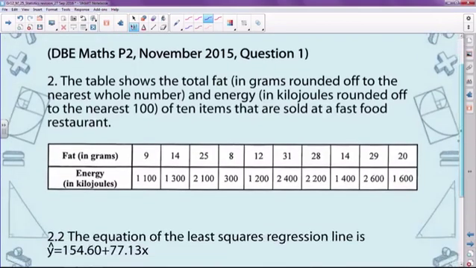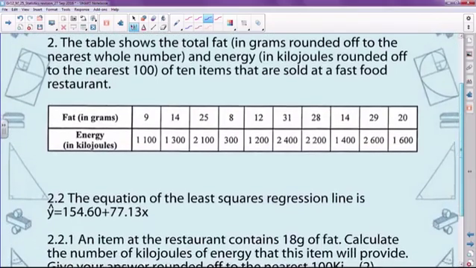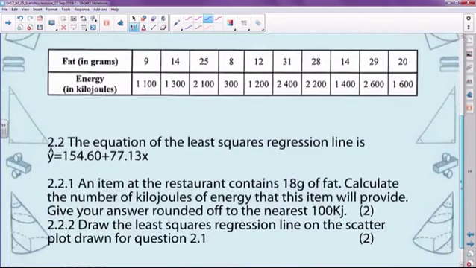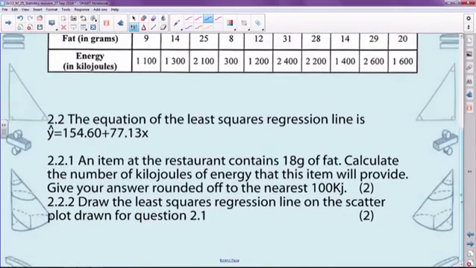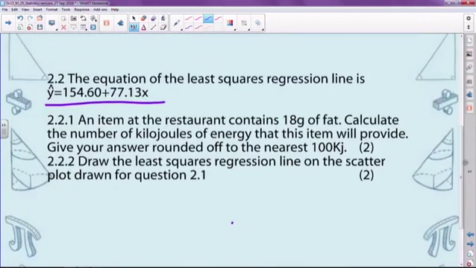All right, so let's have a look at what the rest of the question says. So it's the same question. It's coming from November 2015. It's question 1, and we're given the total fat and the kilojoules released. Now 2.2 says, the equation of the least squares regression line is given as y hat is 154,6 plus 77,13 times x. Okay, so they've already given you the equation of your least squares regression line.